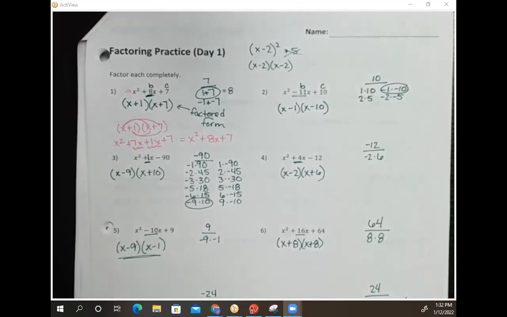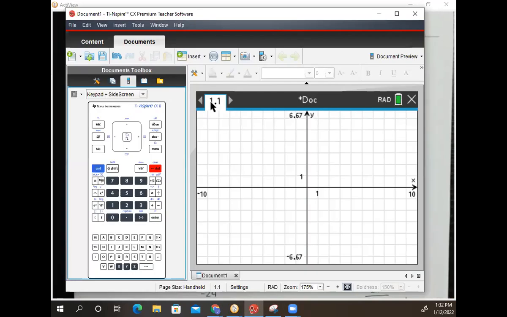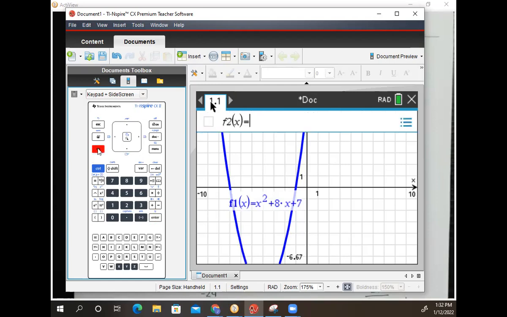I'm going to pull up my calculator here, and we'll take a look at the graph for this thing. So I'm going to start, let me hit the tab key. I'm going to start by graphing the problem that I already had on my paper, which was standard form. So I had x squared plus 8x plus 7. Okay, so there's the graph of my original problem. And now let me graph the factored form that we got. So that was x plus 7 times x plus 1.